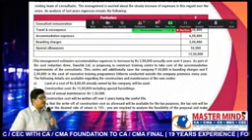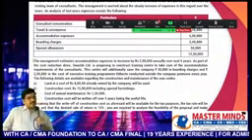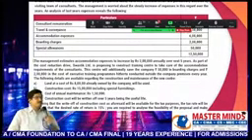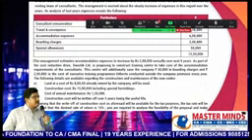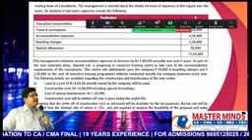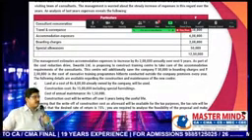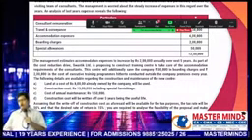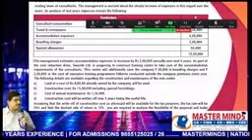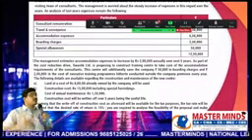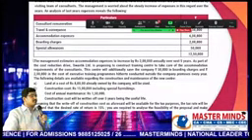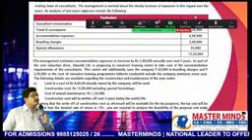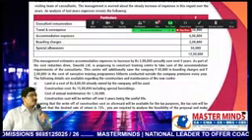So how much is the depreciation now? 15 lakhs minus salvage value. Nothing is given. That means 0. Divided by life 5 years. So the depreciation is 3 lakhs. Note it down. What is it that you are going to get after deducting this depreciation? That's called PBT, profit before tax.